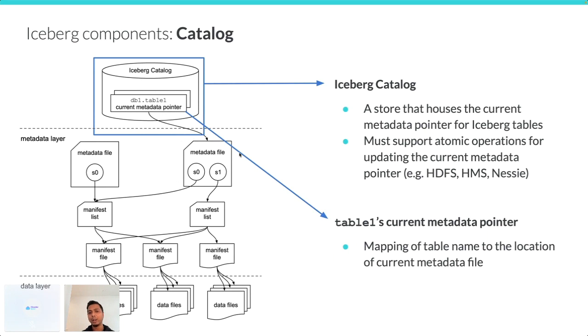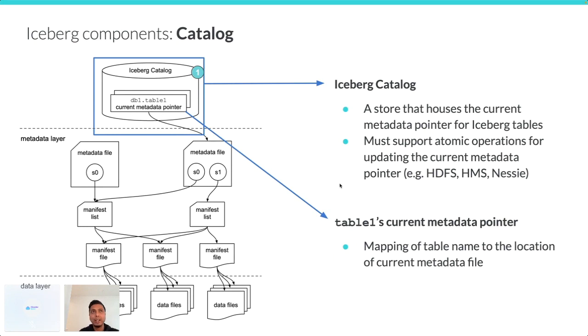Okay. So for example, let's say you do a select star from this particular table with a limit of 25. What you do is you go to the catalog and ask the catalog, hey, can you give me the current location of the metadata file? Can you give me that location? Because that's the current state of the table.